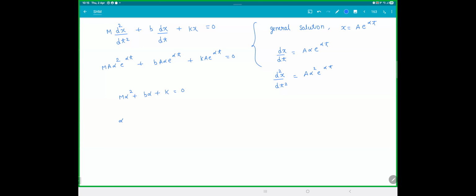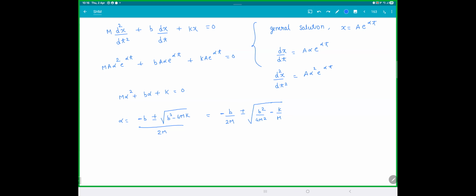You get a quadratic. So alpha will be minus b plus or minus root over b square minus 4mk by 2m. So this can be written as minus b by 2m plus or minus root over b square by 4m square minus k by m. So these are the roots for alpha. Now, if you see here, if what is inside the root is not positive, it becomes imaginary. So at this point, we'll not bother about what is happening there.